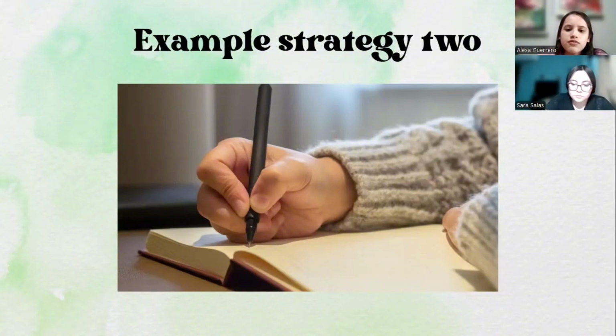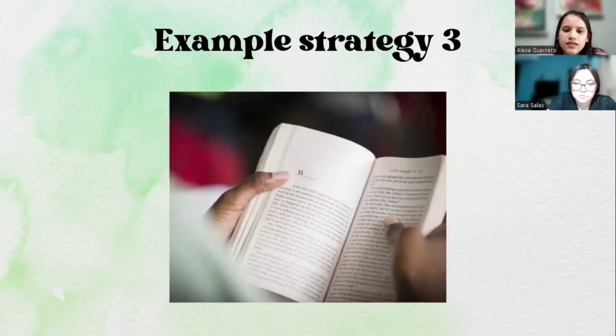The third one would be read and analyze model texts. What you have to do is read short passages from books, articles, or essays and identify the tense that is used. Then rewrite a paragraph in a different tense. For example, change present tense to past tense. It is helpful because it allows you to know real context and builds flexibility in switching between tenses as needed.